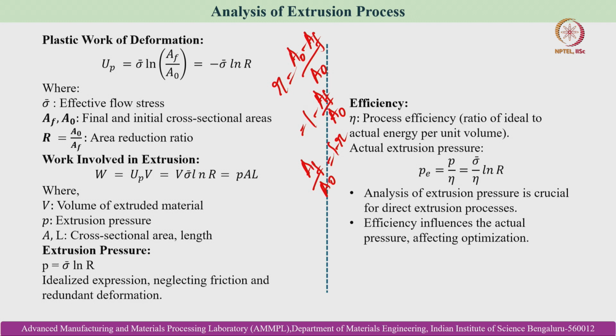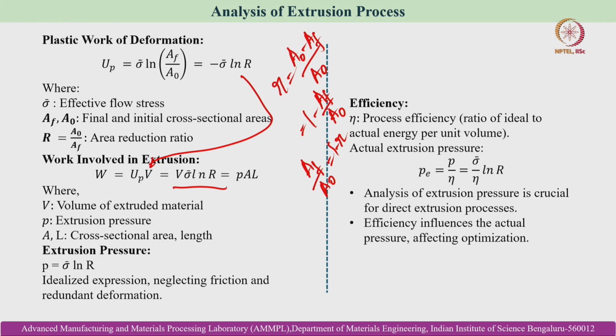But here we are introducing capital R, which is called the extrusion ratio, the initial area A0 divided by AF. Then the work involved in extrusion, W, is UP multiplied by V, the volume of the extruded material. If you put in the expression for UP, the resultant expression becomes V into sigma bar, the effective flow stress, ln capital R. So, what is capital R? It is the area reduction ratio in the case of extrusion.